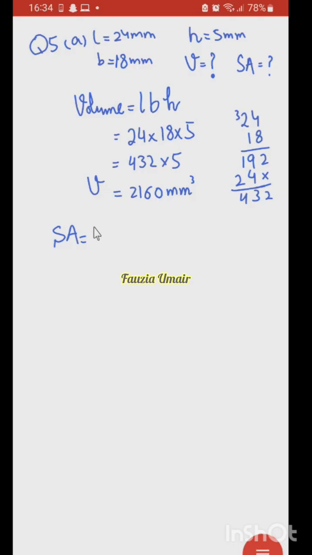Now what was the formula of surface area? 2 multiplied with LB plus BH plus HL. Length multiplied by breadth plus breadth multiplied by height plus height multiplied by length. Remember that? Okay. So we will just put the values. 2 multiplied by, what is L, 24? What is B, 18?